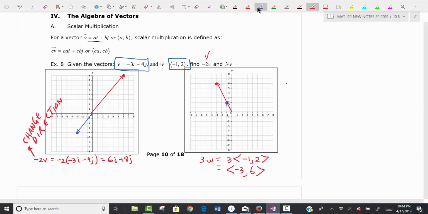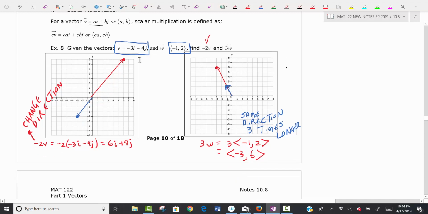Actually, if you look at this, what happened is it's the same direction, and that's because you're multiplying by a positive number. And it's 3 times longer. So that's what that basically did. That's how you do scalar multiplication algebraically. It's real simple, just multiply the vector by the scalar, like doing a distributive property.